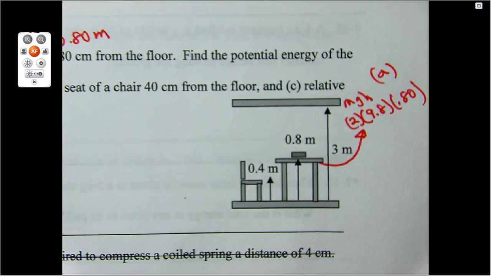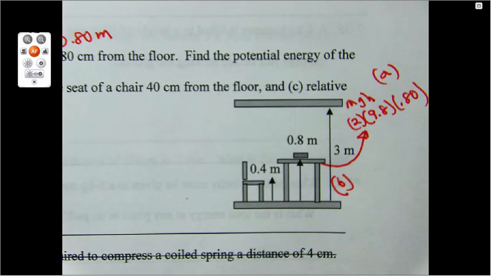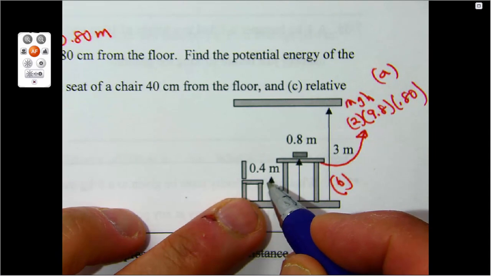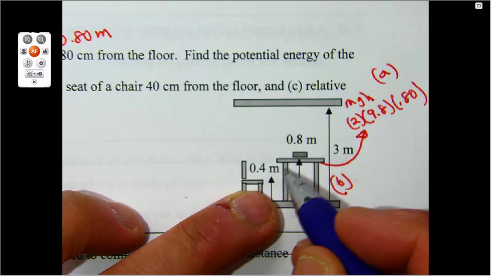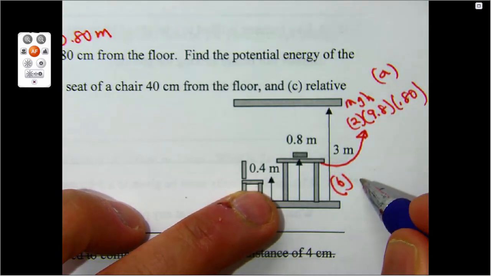For B, the seat of the chair. Now, for the chair, what is the potential? So it would come off the table and hit the chair. So the difference in height between the chair and the table is 0.4, right? So you'd plug in 0.4.